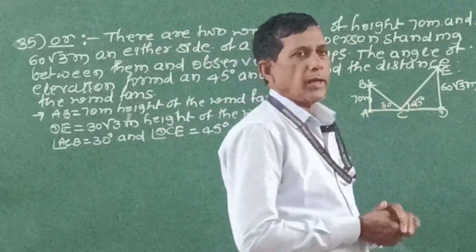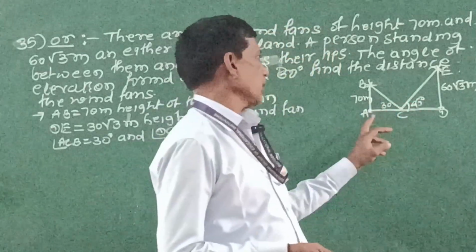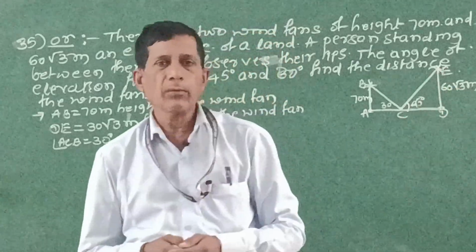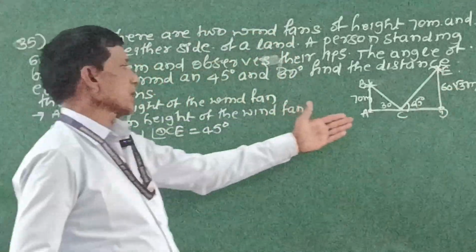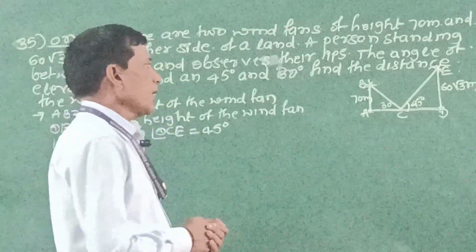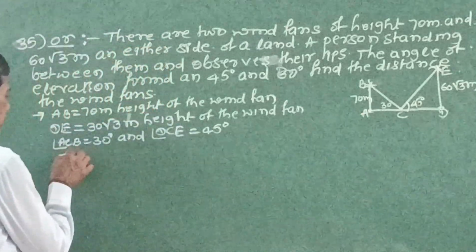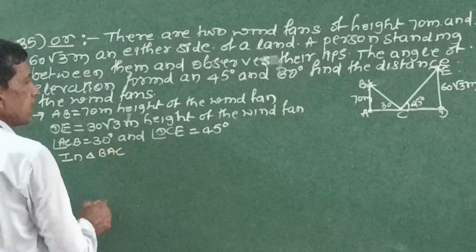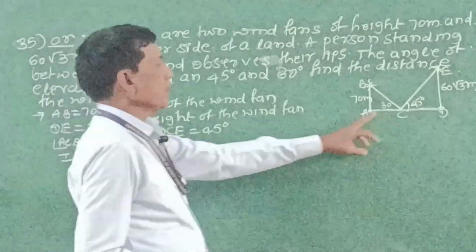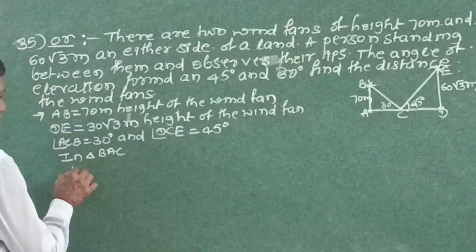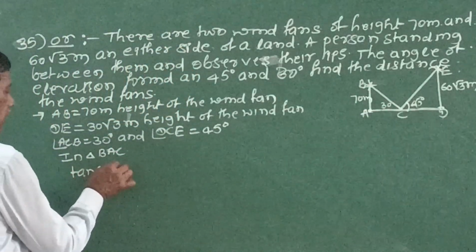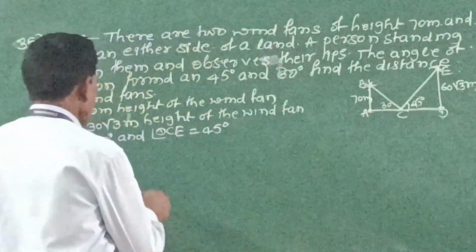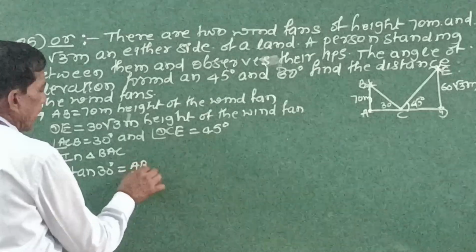There are two triangles, BAC and EDC. Take any one triangle. First, find the distance AC. Therefore, in triangle BAC, tan 30 degrees equals AB upon AC.